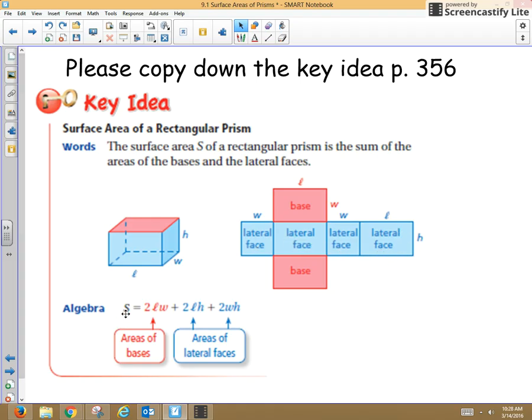In algebra, it's the formula that we learned today. Capital S for surface area equals 2 times the length times the width, plus 2 times length times height, plus 2 times width times height. These are the areas of the lateral faces, and these are the areas of the bases. Pause the video and take a moment to copy this down.